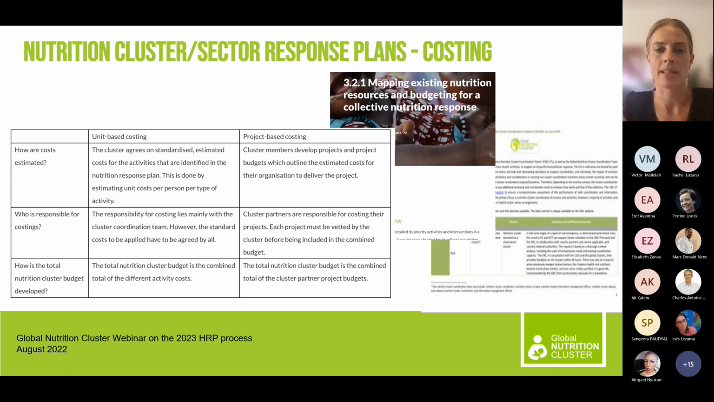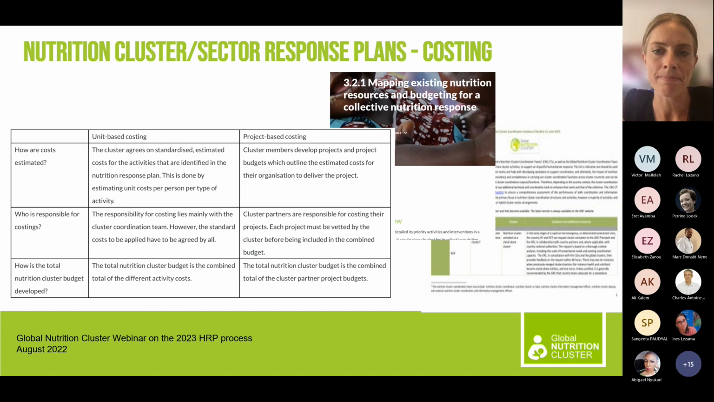So once the nutrition cluster has detailed its priority activities and interventions in a nutrition cluster response plan, it can develop a budget for its collective nutrition response. This is the last step of the HRP process and corresponds with step 8 of the HBC process. The nutrition cluster coordination team should lead in the development of this budget, which can then support collective resource mobilization efforts. To develop a budget for a collective nutrition response, there are three steps that need to be taken.